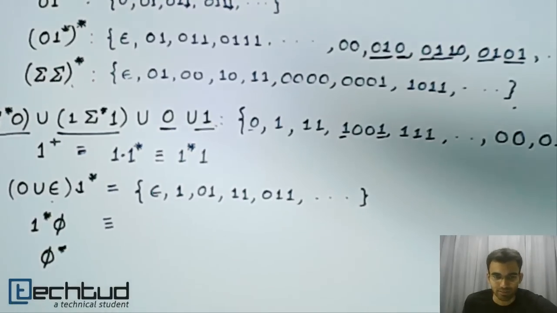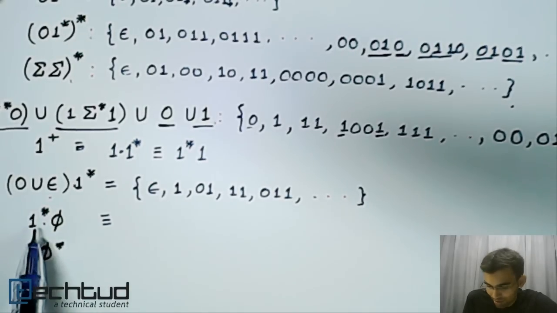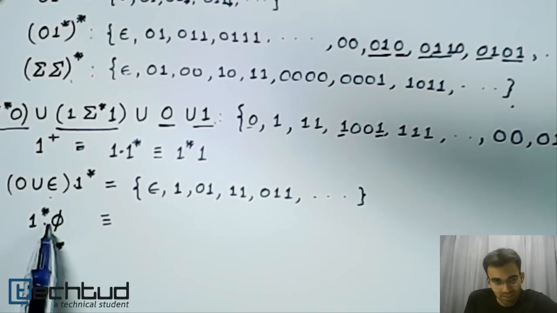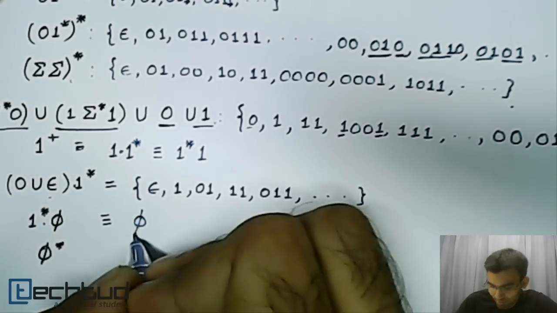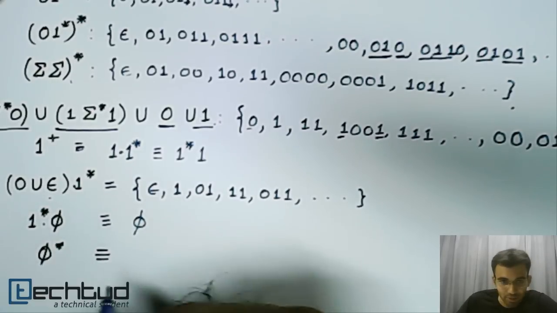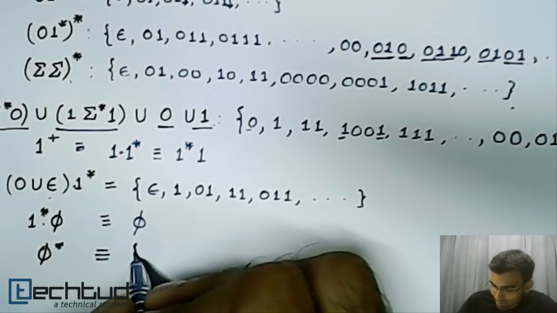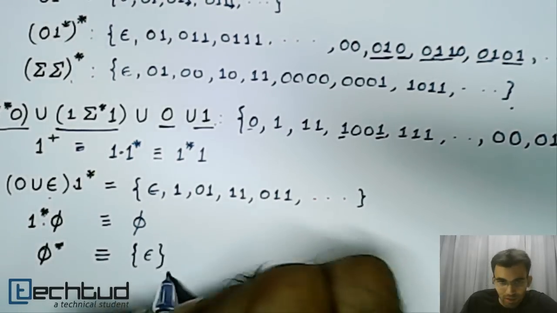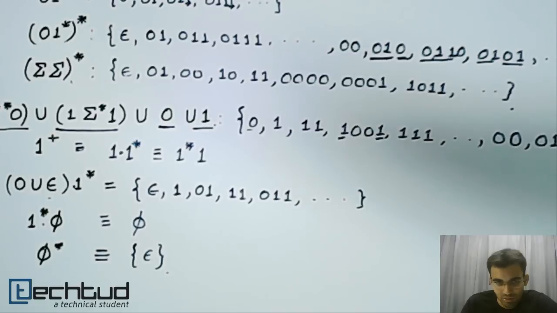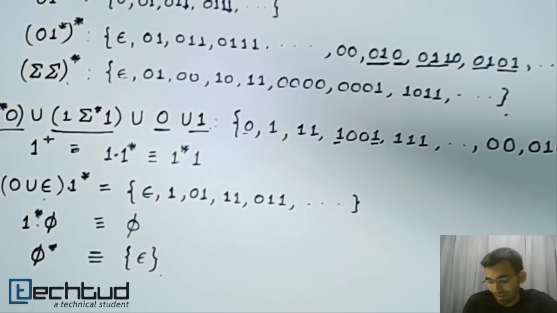1 star phi. So any regular expression concatenated with phi, the empty set, is the empty set. Alright? Phi star, the whole star, is the single string which has no symbols, that is epsilon. So phi star, the Kleene closure, is epsilon. Okay. Phi in itself accepts no strings, but phi star accepts epsilon.